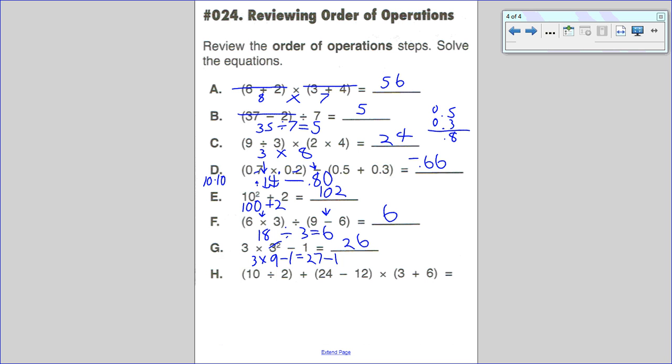Okay, so now a bunch of parentheses, but we're just going to work each operation inside the parentheses from left to right. So 10 divided by 2, that's 5. We bring down the plus sign. 24 minus 12, that's 12. We're going to bring down the multiplication sign. 3 plus 6 is 9. Now we're left with 5 plus 12 times 9. Each time we rewrite it, okay, we start all over with our order of operations. So we have addition and multiplication. Okay, so we have to multiply 12 times 9.